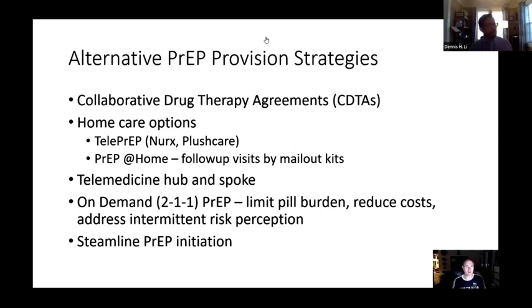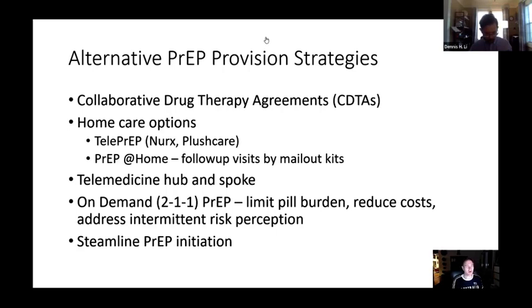Collaborative drug therapy agreements, or CDTAs, are agreements where pharmacists can initiate, modify, or discontinue medications under a collaborative process with a supervising healthcare provider. And 49 states, all states except Alabama, have laws that support this, and this has been used successfully in Seattle to start and maintain people who would benefit from PrEP on PrEP prescriptions.